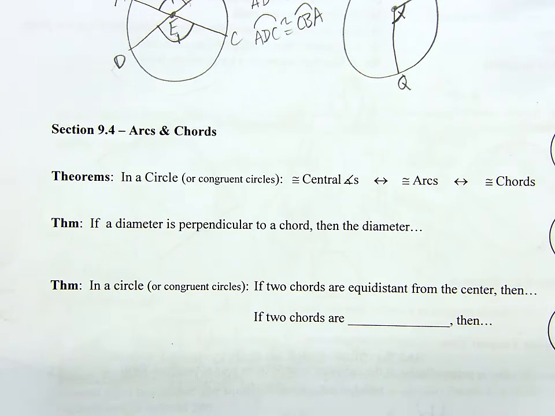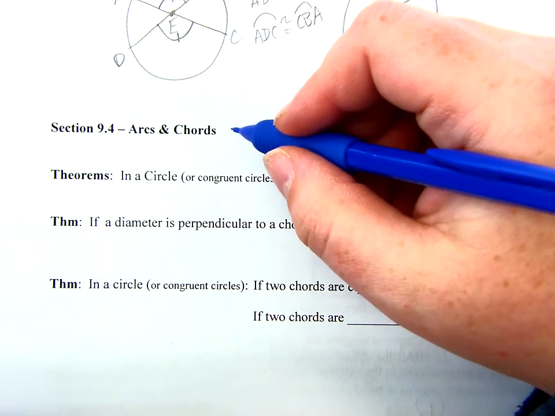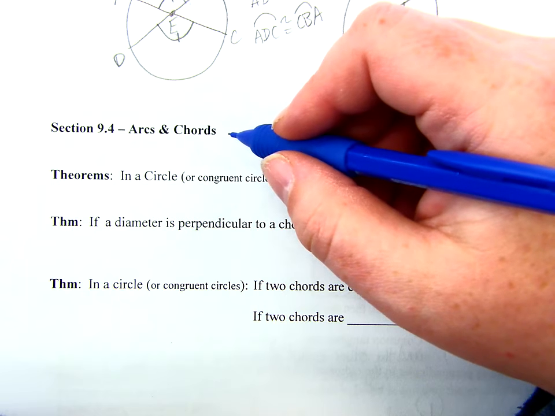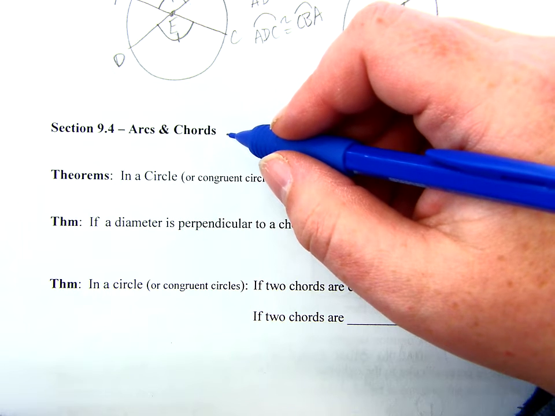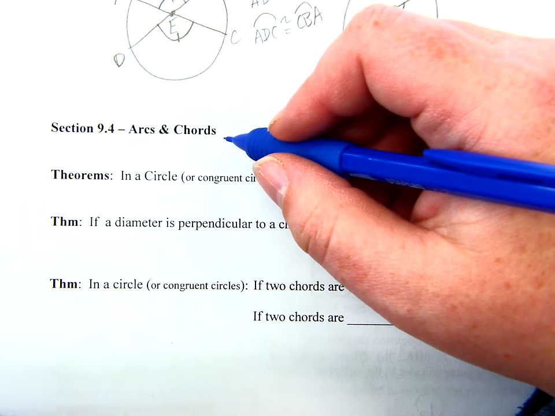All right, so 9-4, arcs and chords is what we're talking about. First thing I just want to mention: anytime you draw a chord, you're creating two arcs, okay? If that chord is not a diameter, you've created a major arc and a minor arc. Right? Do you follow me?